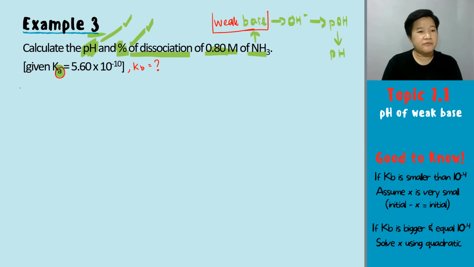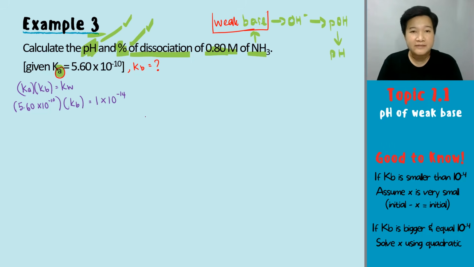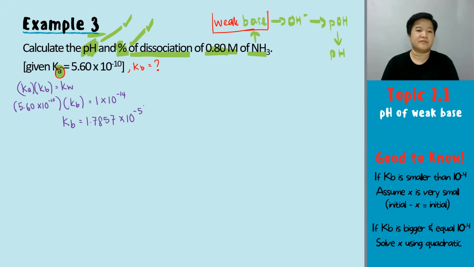Therefore, the relationship between Ka and Kb is Ka times Kb equals Kw. The Ka is given as 5.6 times 10 to the power of negative 10, times the Kb that we are looking for. Kw is 1 times 10 to the power of negative 14 as a constant. From that, you will be able to calculate your Kb value, 1.7857 times 10 to the power of negative 5. Simple. Since you have your Kb value found, let's move on to the next step.